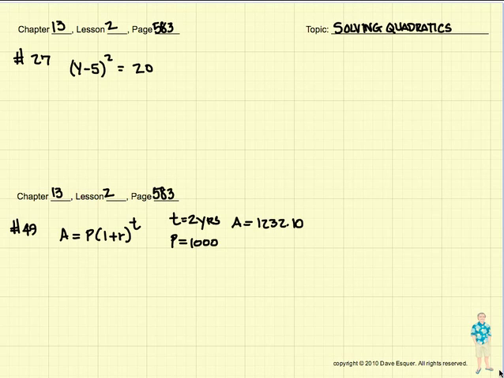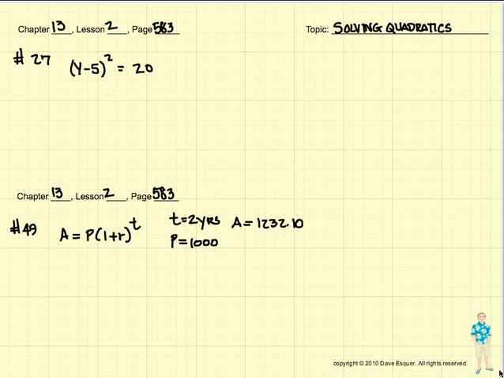Good morning. Chapter 13, Lesson 2 is on page 583, and we're going to get into solving quadratics. We're going to have to remember we can square both sides, or we can take the square root of both sides of an equation when we're trying to solve quadratics. We'll get to the quadratic formula a little bit later on.